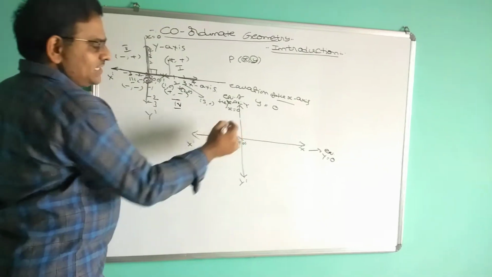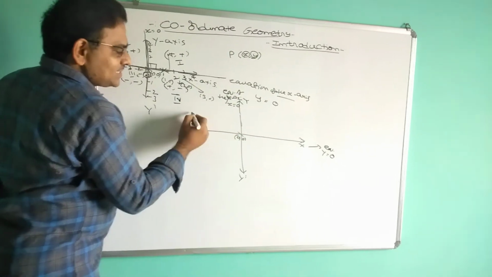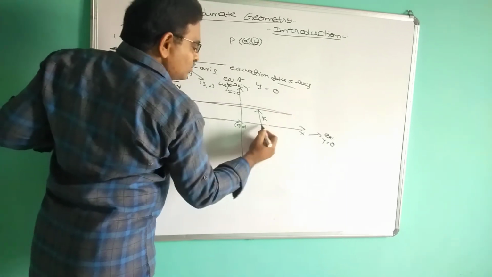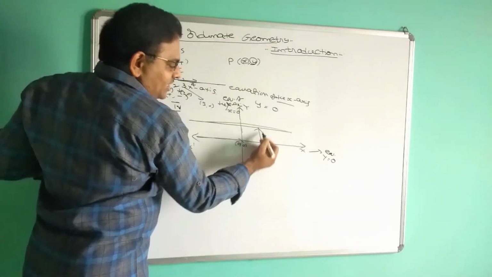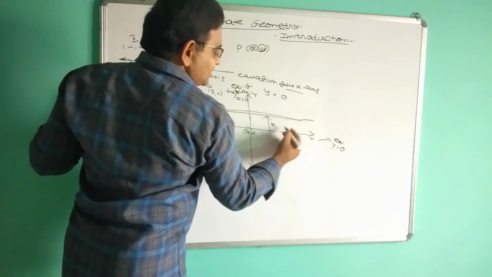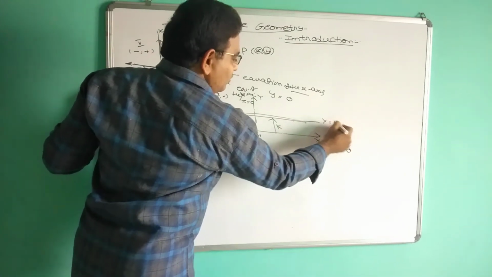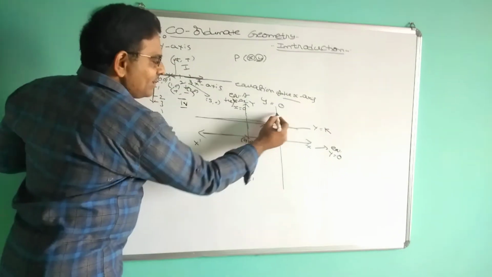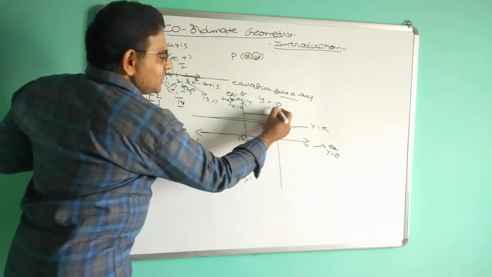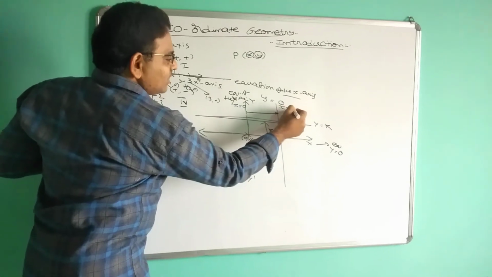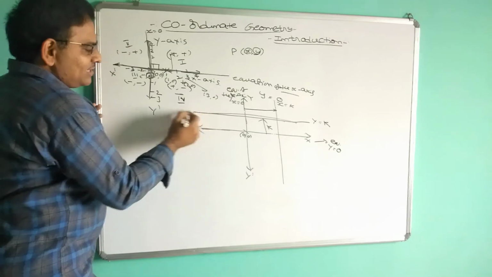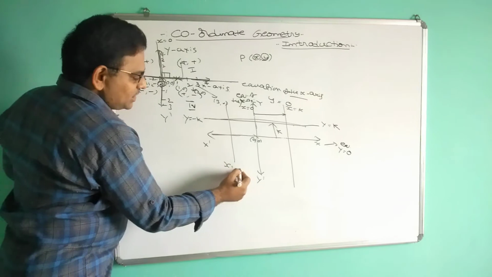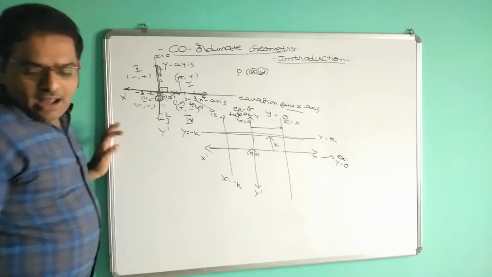Next, one more point. A line parallel to the x-axis at k units distance, then the equation is denoted as y equal to k. In the same manner, a line parallel to the y-axis at k units distance is denoted as x equal to k. In the same manner, if this side is denoted as y equal to minus k, then it is denoted as x equal to minus k.